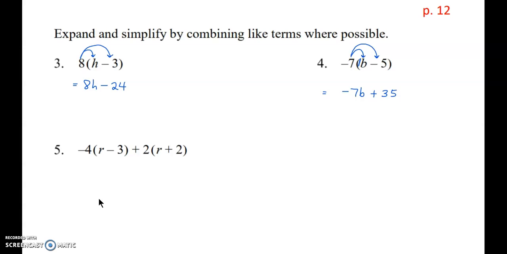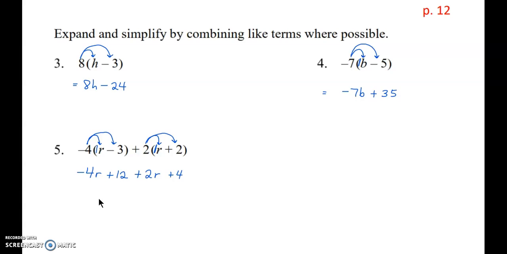For number 5, we have 2 areas where we need to distribute. Let's do them one by one. Negative 4 times r, it's a positive r. That will result in a negative 4r. And negative 4 times negative 3 is a positive 12. So my first brackets are cleared. Now I'm going to be adding the next distribution. So 2 times 1r, 2 times 1 is 2, that's positive 2r. And then 2 times 2 is 4.